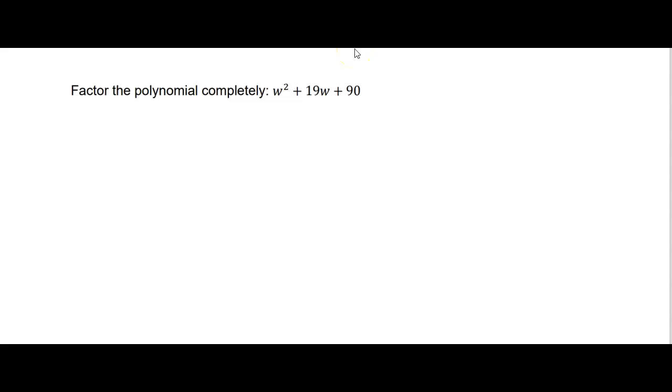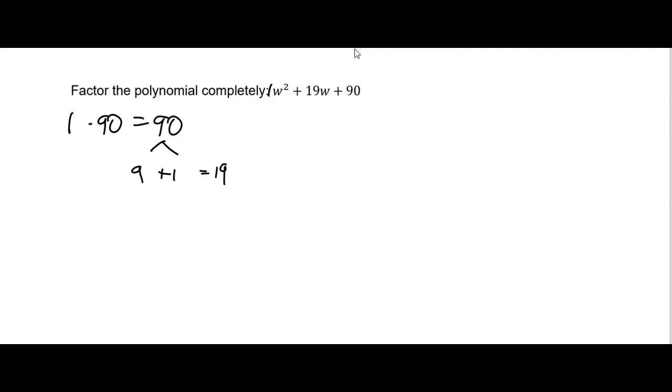Here we are to factor this polynomial. It is a trinomial. There are two basic approaches to factoring trinomials. One way is where you take the first coefficient, so 1, this often is the leading coefficient, and multiply it by the 90. And that gives us 90.